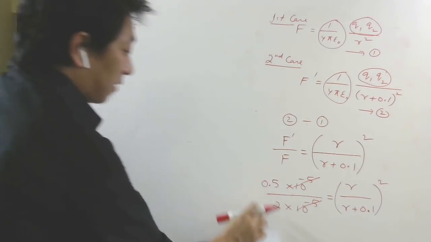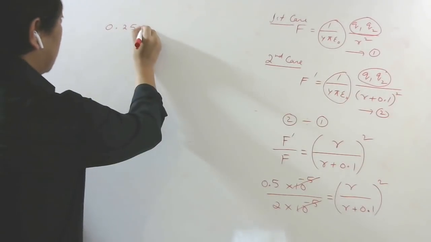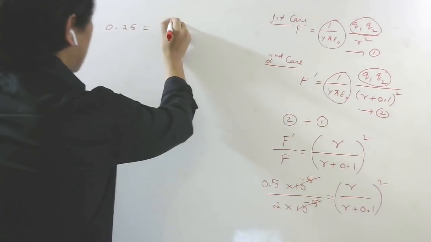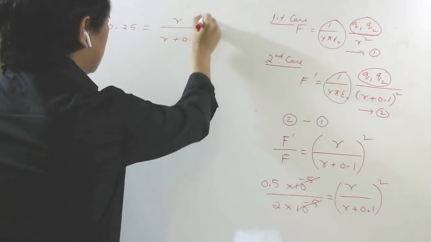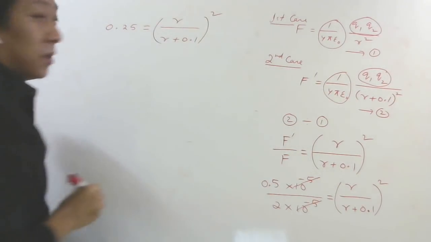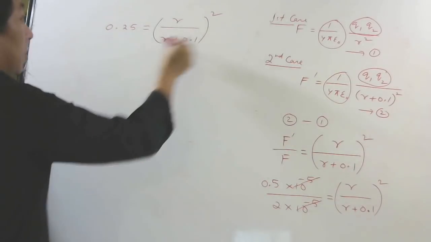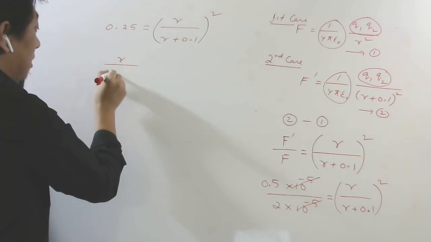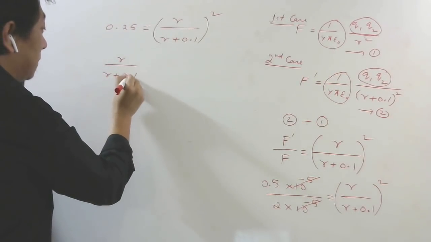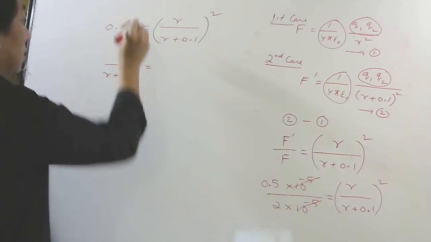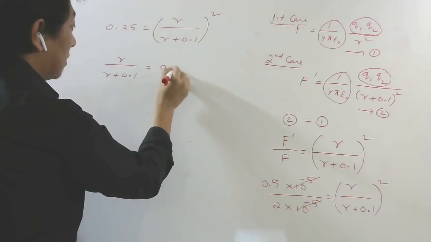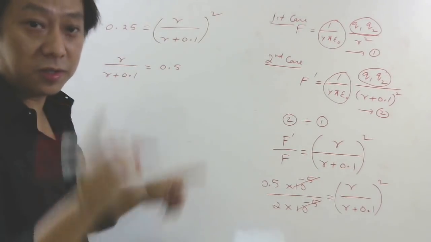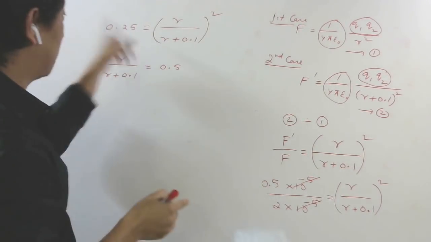So 0.5 divided by 2 will be 0.25. On the right side is R divided by R plus 0.1 whole square. So what will be this quantity now? R divided by R plus 0.1. That will be square root of this. Square root of 0.25 is 0.5, right? If you multiply 0.5 with 0.5, you will get 0.25.